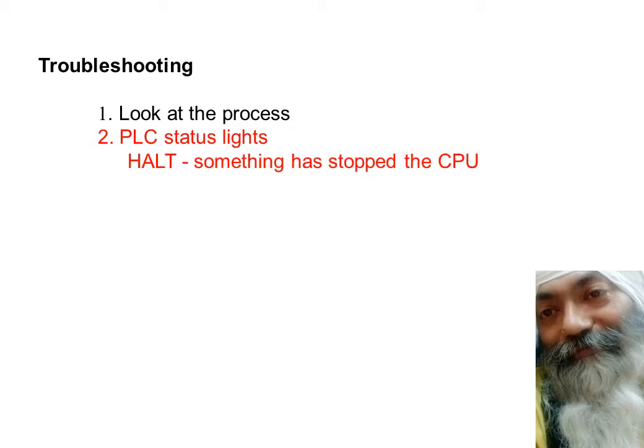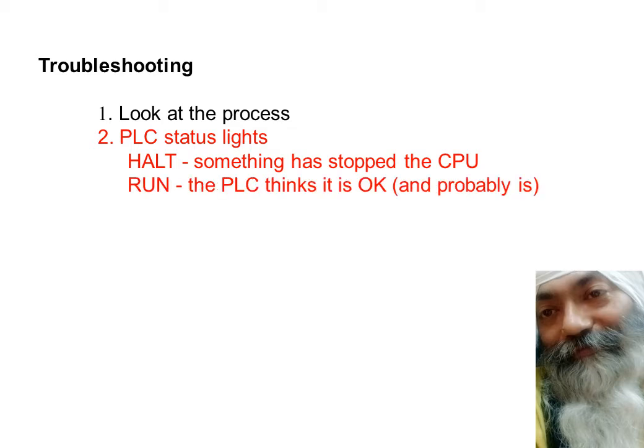The troubleshooting part: first of all, we have to look at the process. We have to look at the PLC status lights, and if the PLC status light says halt, it means something has stopped the CPU. So what is that something? We have to investigate that.